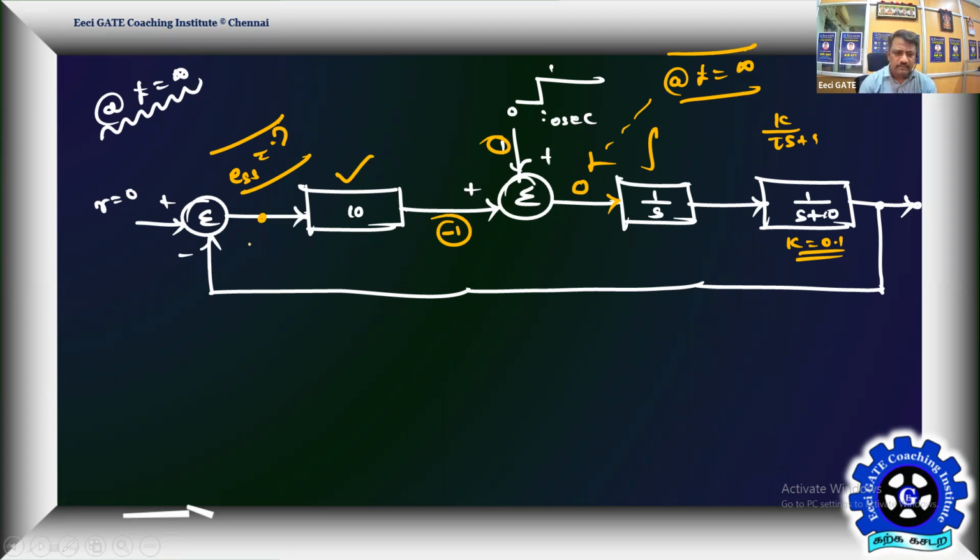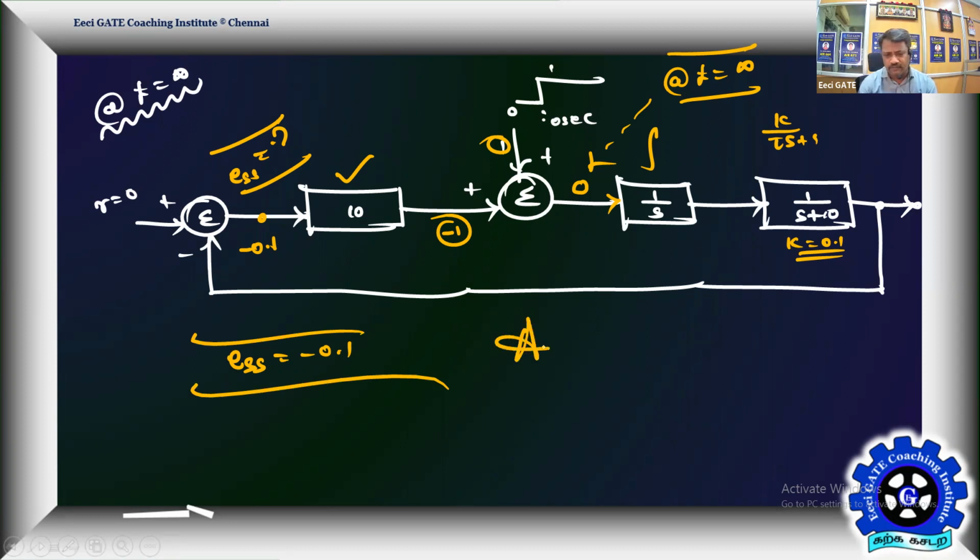-1 by 10. So it's going to be -0.1. Straight away, one can smartly feed the answer as -0.1 without any doubt. Yes, that's the beauty of this closed loop control system. Answer is -0.1. This is the smart route.